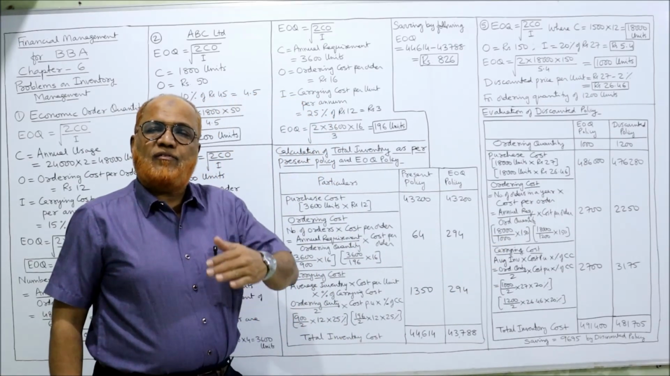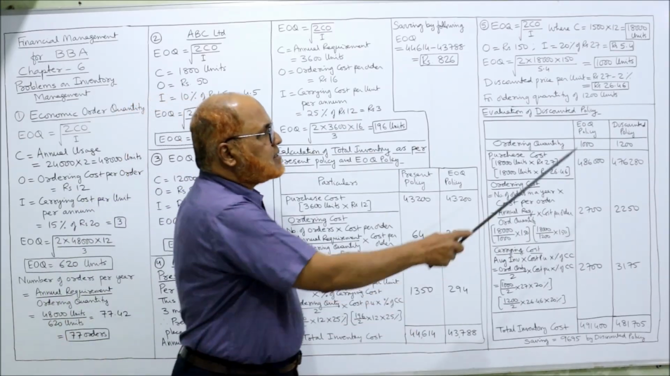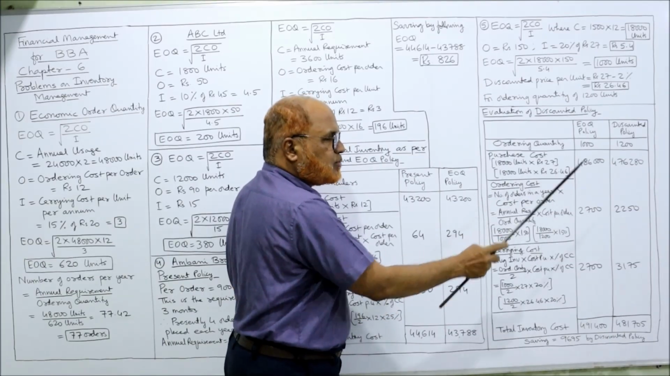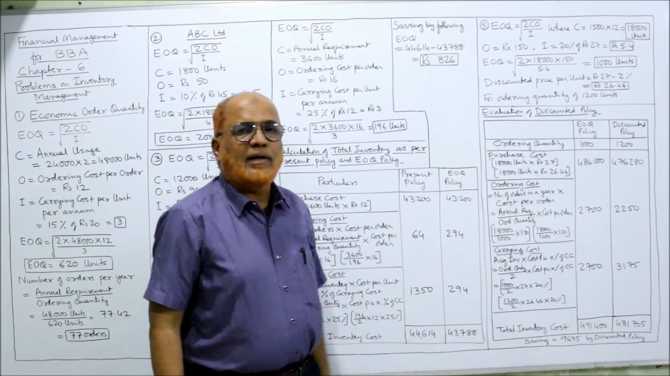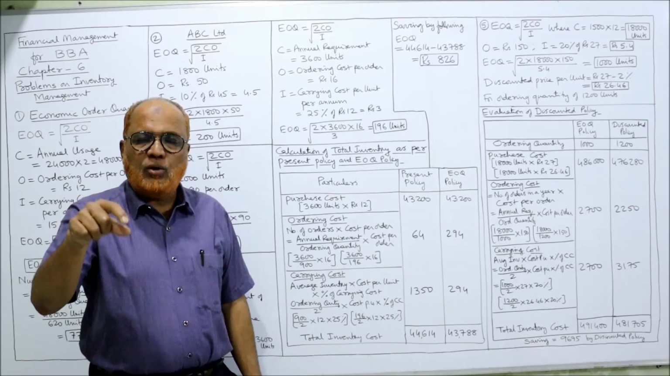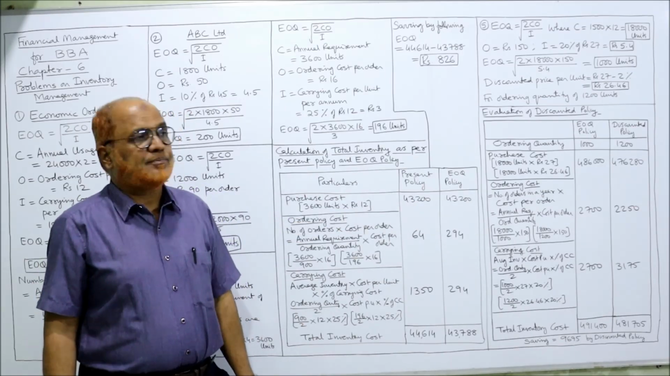If we place the order for 1200 units, we are getting a discount. The discounted price is 26.46. So 18,000 into 26.46 comes to 4,76,280. So we got the purchase cost at the EOQ policy and also at the discounted policy.